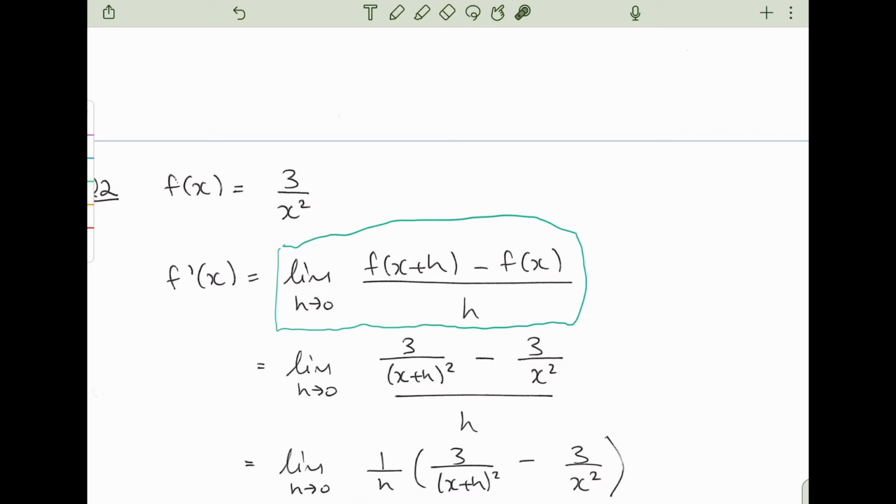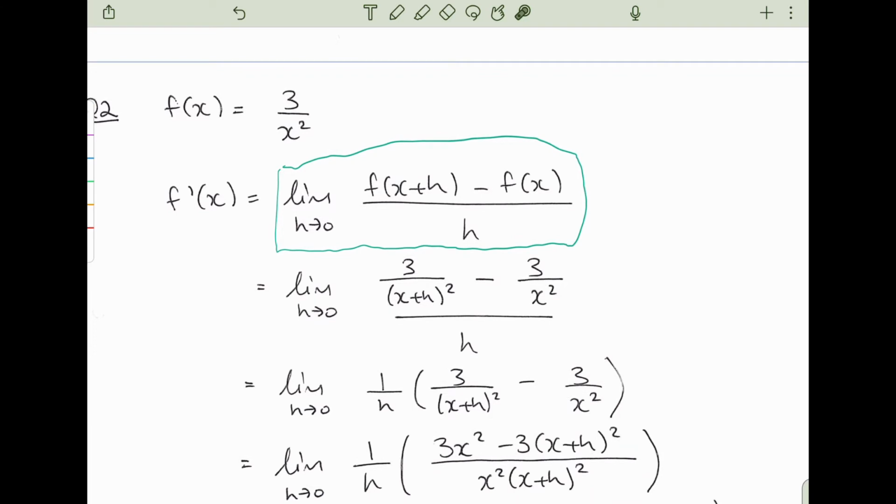Now we continue to deal with this subtraction. This subtraction, we're going to do the cross multiply, right? Multiply the denominators and cross multiply this, cross multiply that. So we have this common denominator being the product of these two denominators. Cross multiply gives you 3x squared in here, and 3 times this bracket squared in here, right? Subtraction.